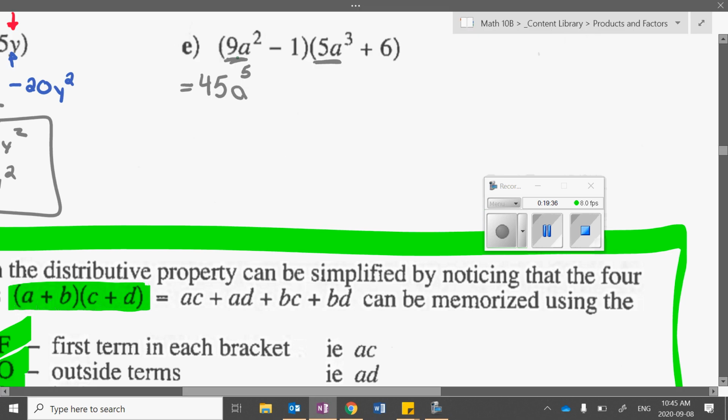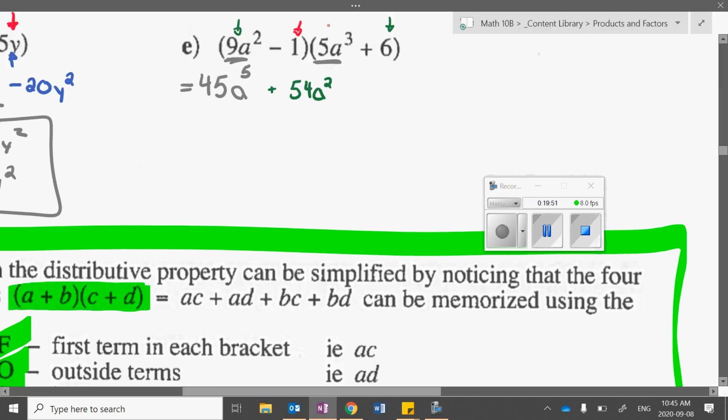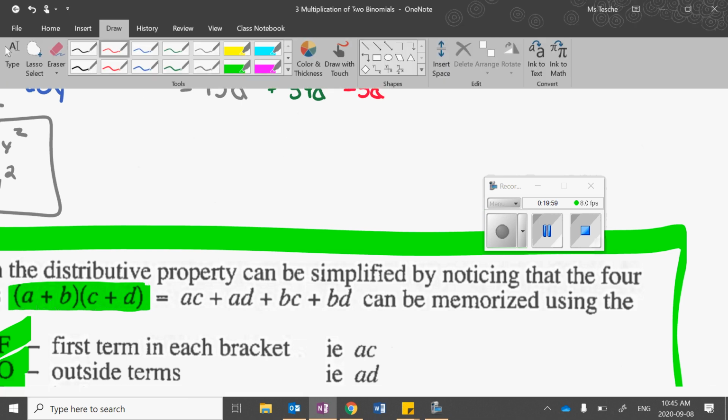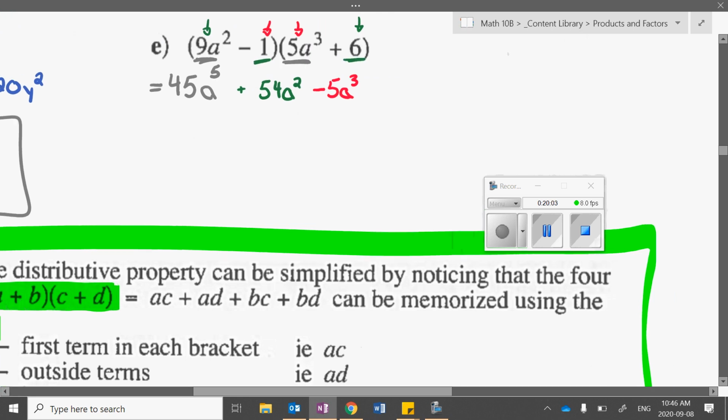O is outer, so I have 9a squared times 6. 9 times 6 gives us 54a squared. So that was outer. Now I have inner. Minus 1 times 5a cubed, so I get minus 5a cubed. And then my last terms, minus 1 times 6 gives me minus 6.